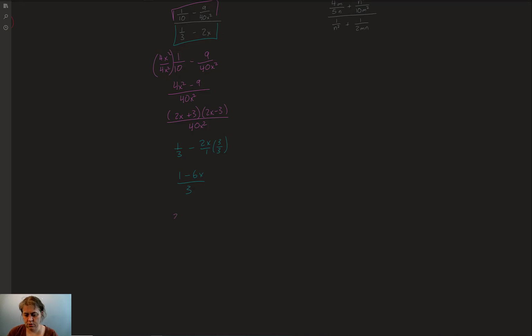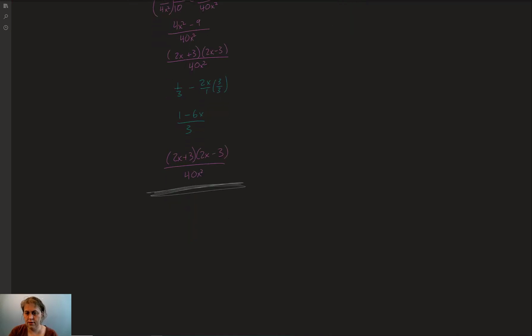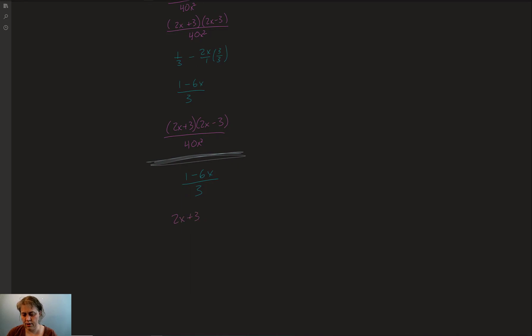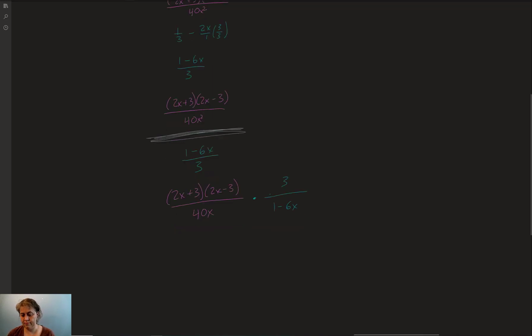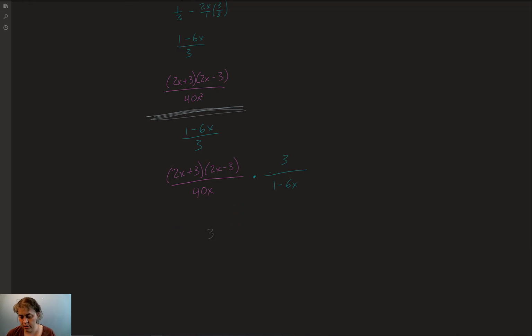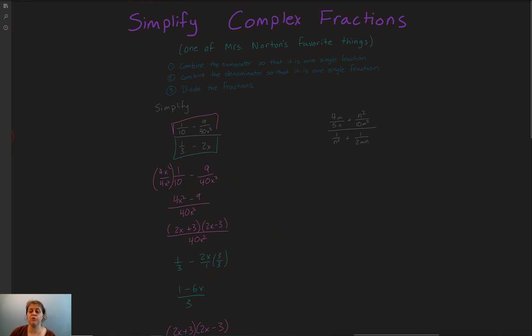So that's going to give me 2x plus 3 times 2x minus 3 over 40x squared. And then I'm going to flip over that blue, or, well, let's write the whole big thing out. Divided by 1 minus 6x over 3. And then we divide fractions by keeping the top one the same, 2x plus 3 times 2x minus 3 over 40x squared, and then flipping over the other one, that should be a 3 over 1 minus 6x. And then multiplying. There's no common factors here, so we're just going to smush. 3 times 2x plus 3 times 2x minus 3 over 40x times 1 minus 6x. Ba-doom. We're done.